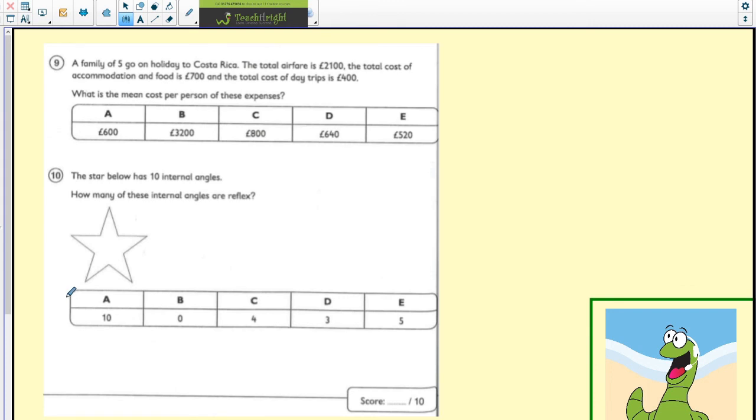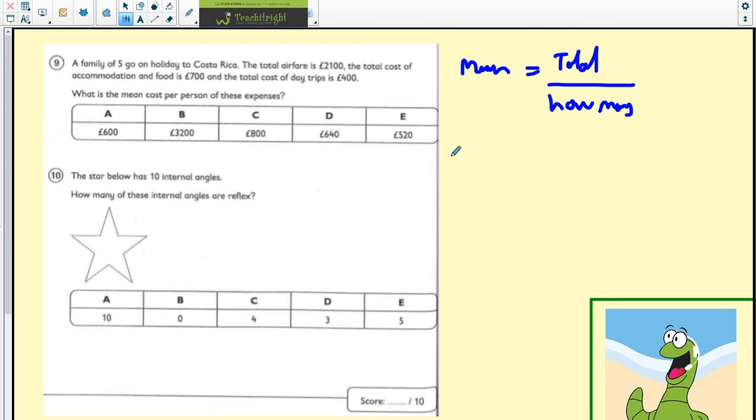Question 9. A family can go on holiday to Costa Rica. The total airfare is 2,100 and the accommodation and food is 700. The cost of all the day trips is 400. What's the mean cost per person of these expenses? Well, mean, as a formula, is the total divided by how many. In this case, it's the total cost divided by how many people.